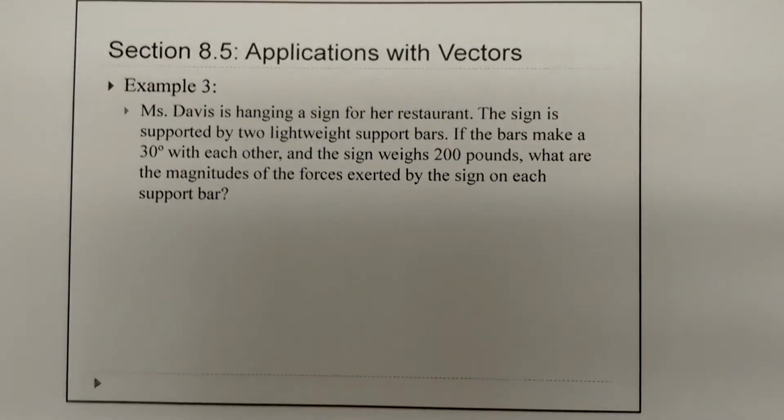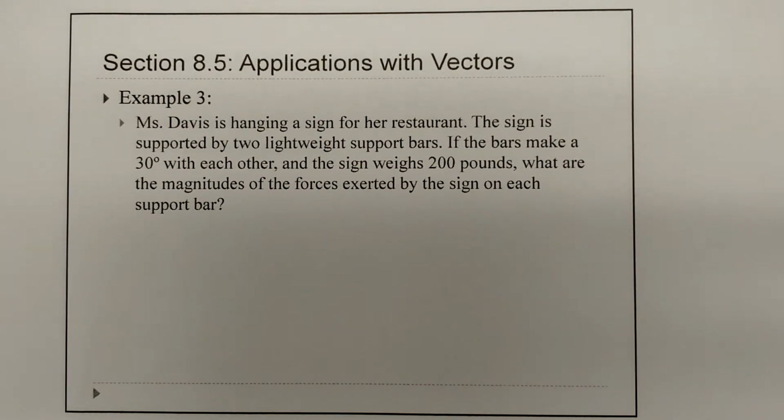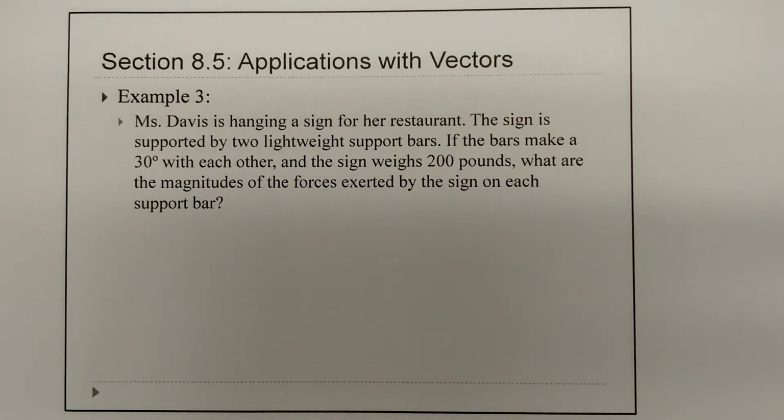Okay, final example here. Ms. Davis is hanging a sign for a restaurant. The sign is supported by 2 lightweight support bars. The bars make a 30-degree angle with each other, and the sign weighs 200 pounds. What are the magnitudes of the forces exerted by the sign on each support bar?